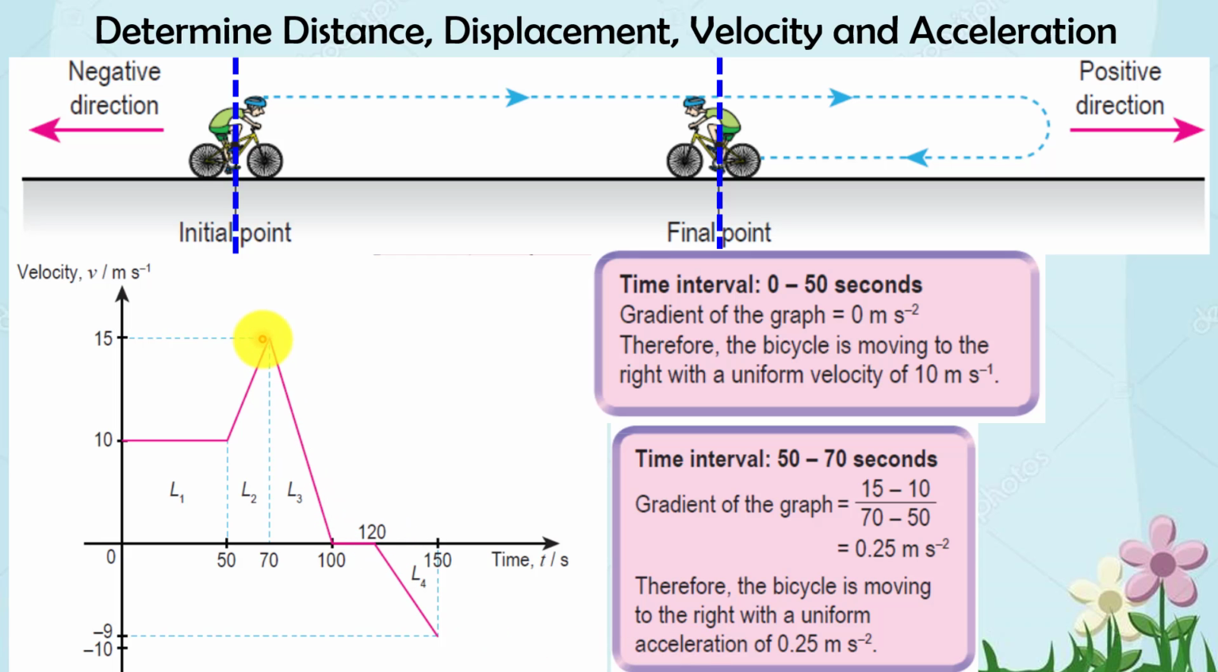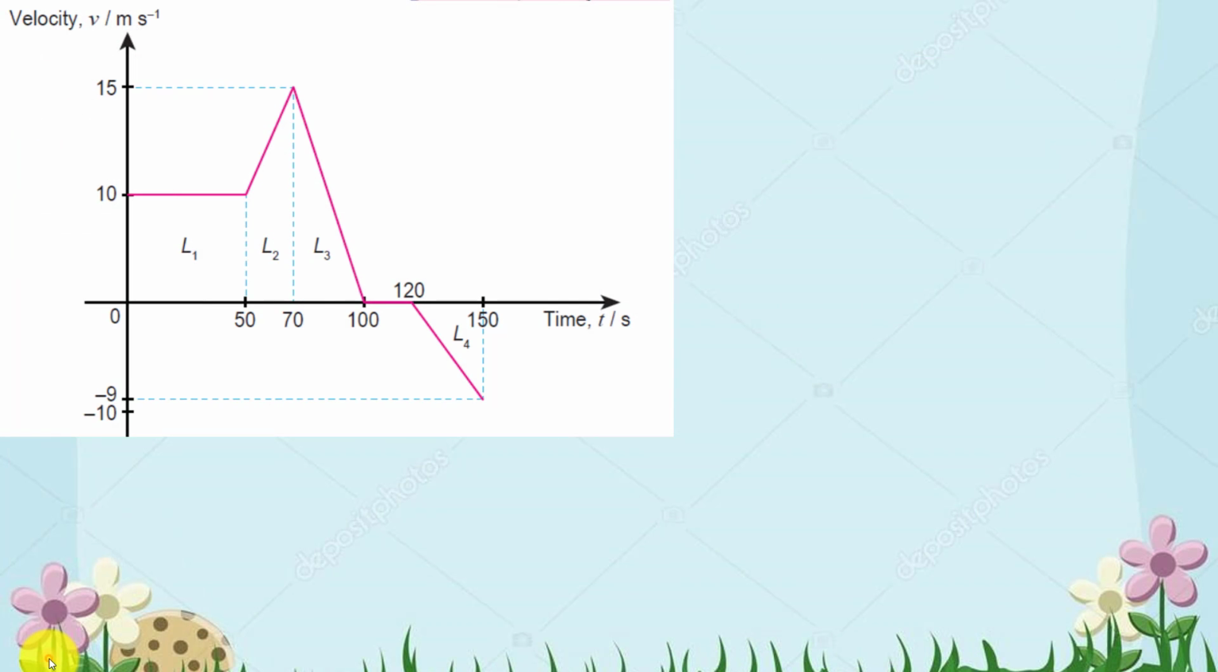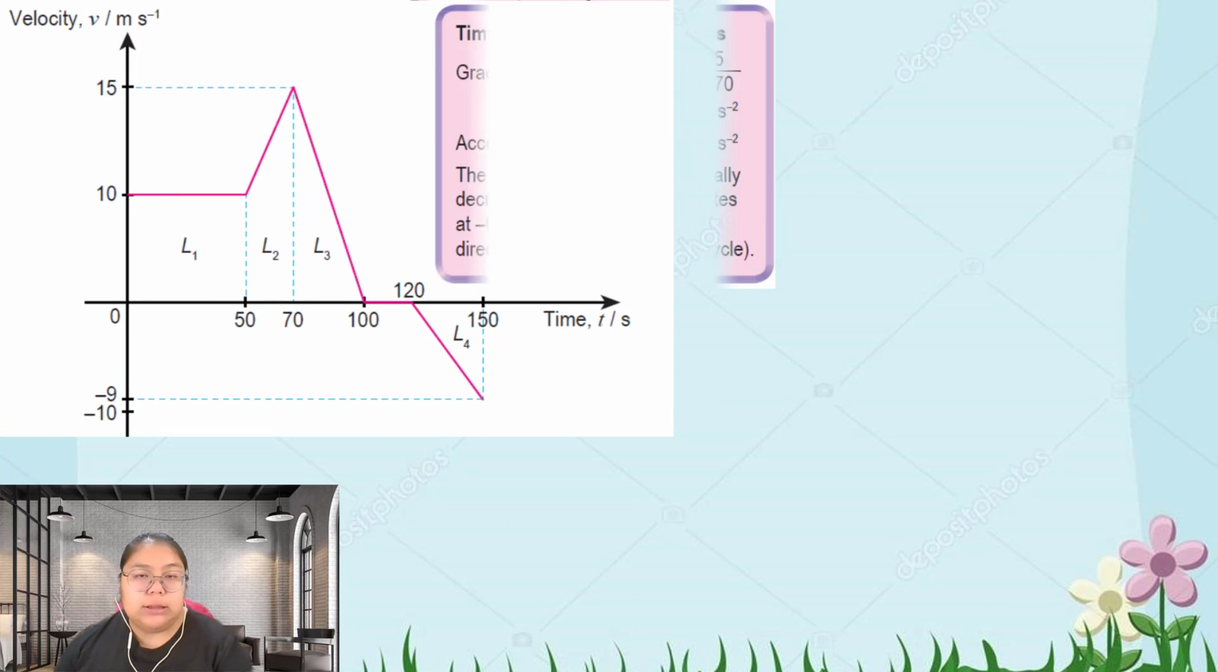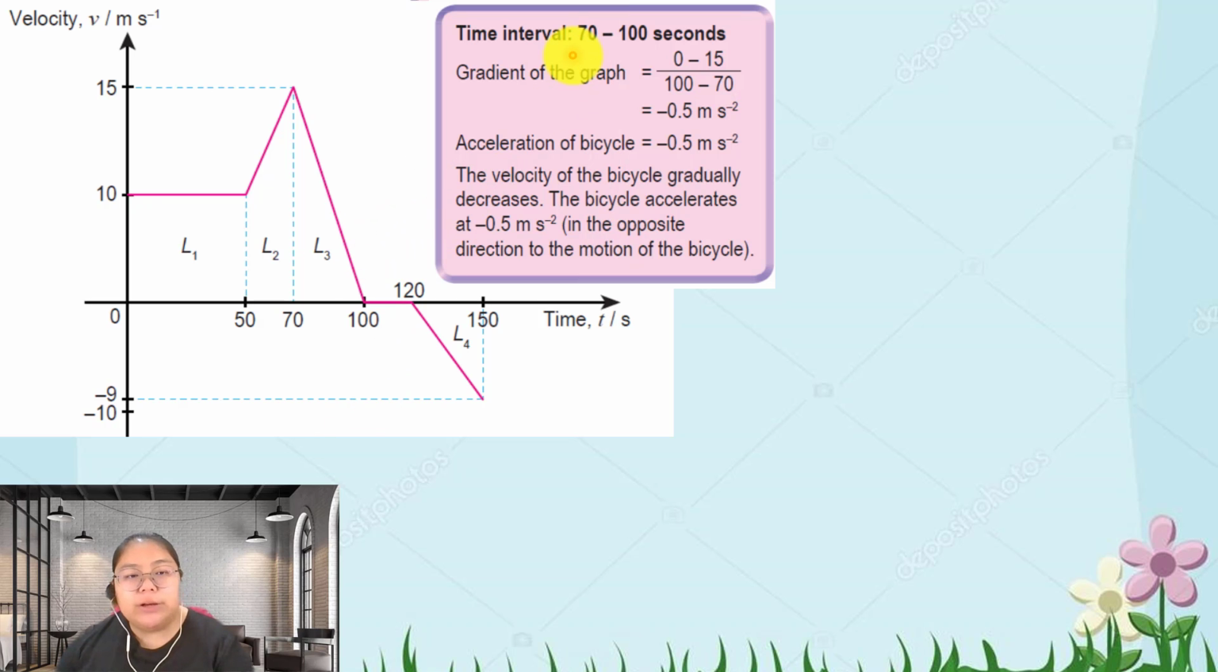Now we drop. From 15, we drop until 0. This situation is certainly slowing down. So I still need to find how much the deceleration is. Now the time interval 70 to 100. I find the gradient: 0 minus 15 over 100 minus 70. So from here I get negative 0.5. Negative 0.5, this situation is slowing down.